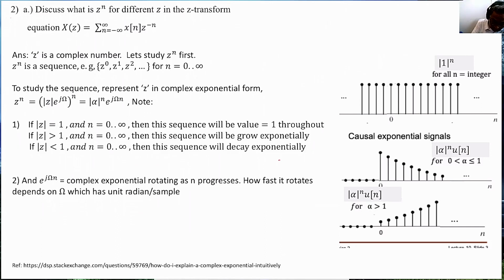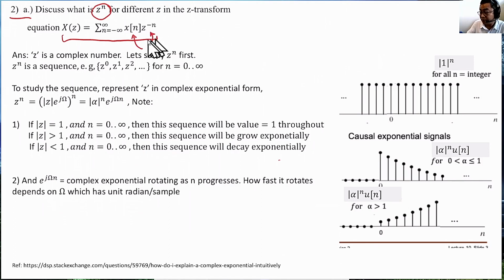Welcome back. This is question 2a of Z transform. We're asked to interpret what is z to the power of n. What is z to the power of n? Well, it comes from this equation. The Z transform of x[n] is this expression. It takes x[n] and multiplies it by z to the power of minus n.